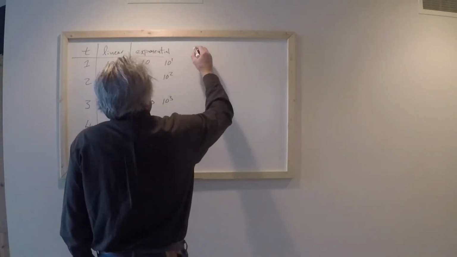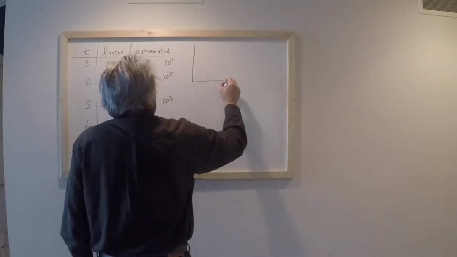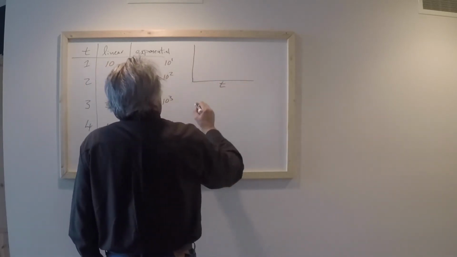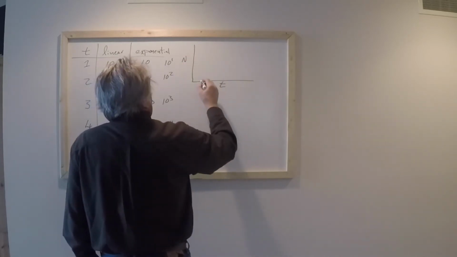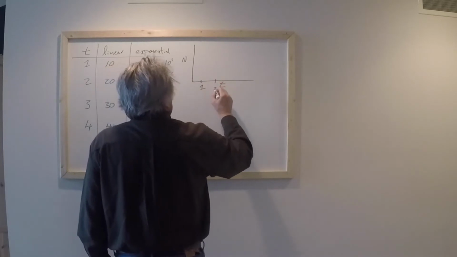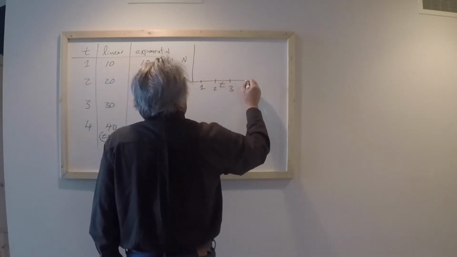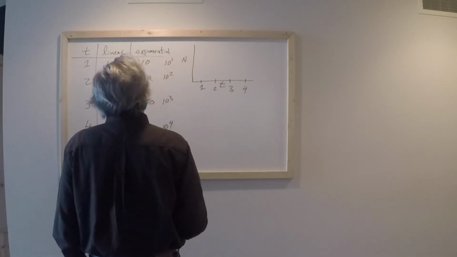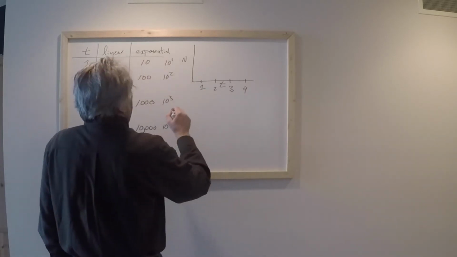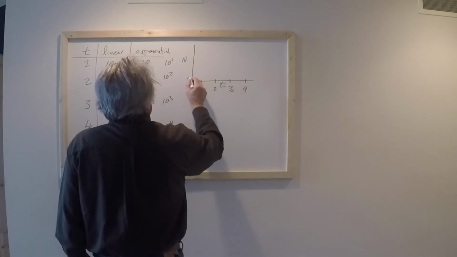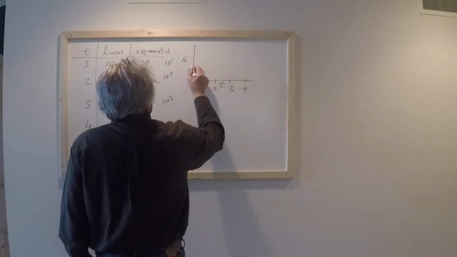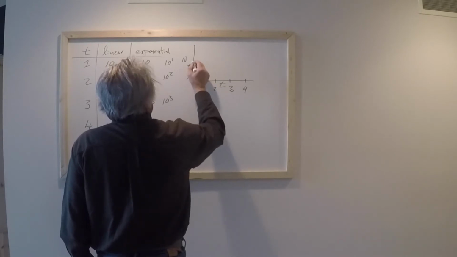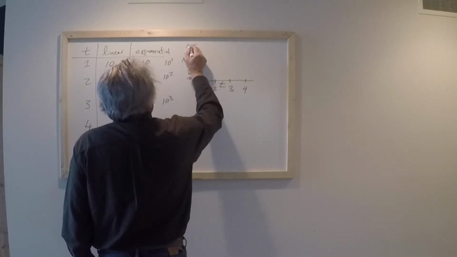If we then plot those with t and n, we're going to call it here, where this goes 1, 2, 3, 4, and 10, 20, 30, 40, 50, 100.